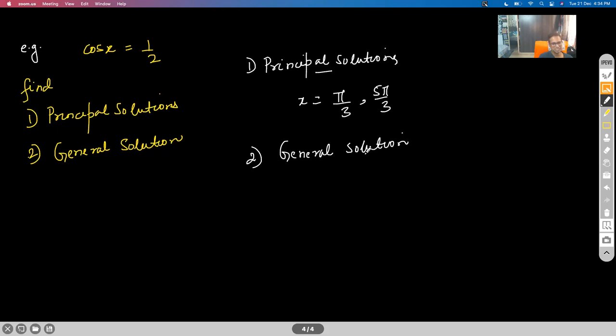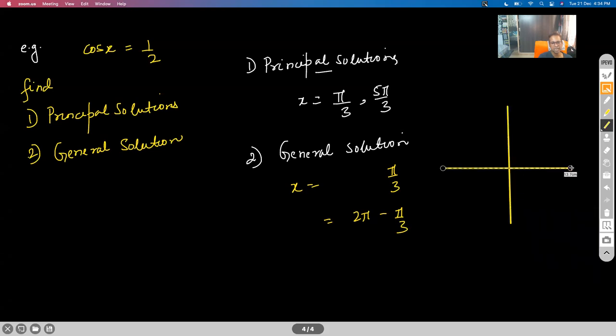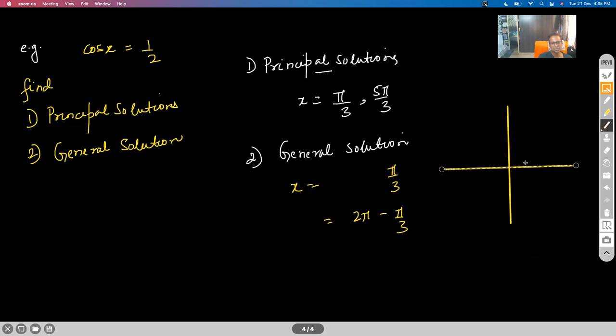All right. Now for the general solution, let us do some pattern recognition. So we'll start with pi by 3. 5 pi by 3, I will write it as 2 pi minus pi by 3. So in short, you have to come to these two positions. Either you can be in the first quadrant, pi by 3, or in this position, 2 pi minus pi by 3. So you already covered pi by 3 and 2 pi minus pi by 3. What is the next angle? 2 pi plus pi by 3, correct?